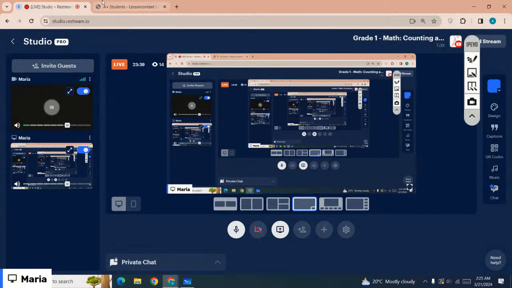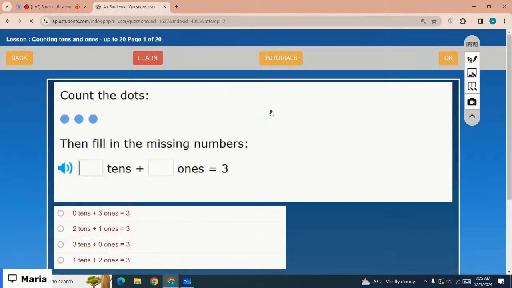Okay, the next one is, let's just start with the test questions. Count the dots, which is the correct option. The correct option is there are only three dots, right?